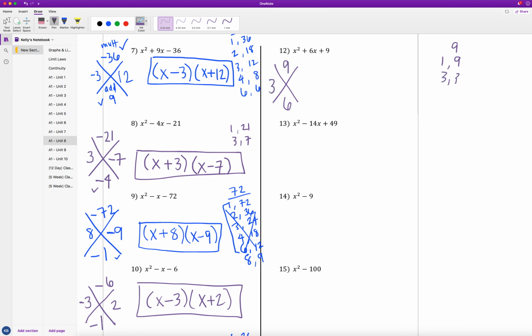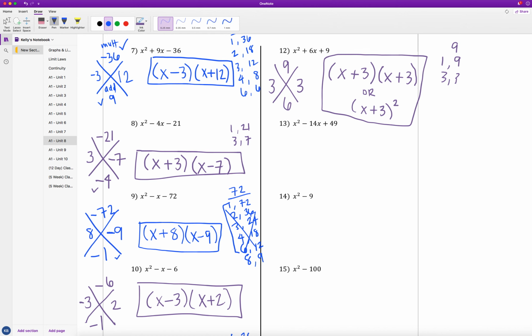Let's see. If I make them both positive, they'll multiply to be +9, and they'll also add to be +6. So again, we're seeing a case where I have my two factors that are actually identical. So we could write this as x plus 3 times x plus 3, or we could write this as x plus 3 squared. And either of those two answers will work.